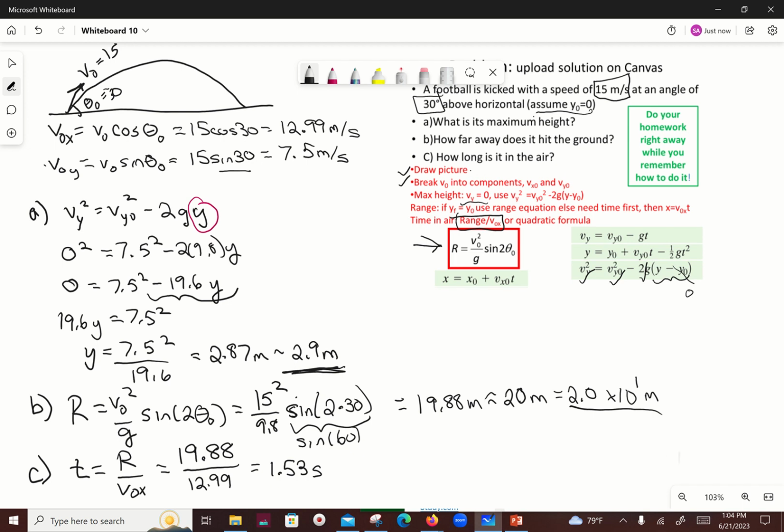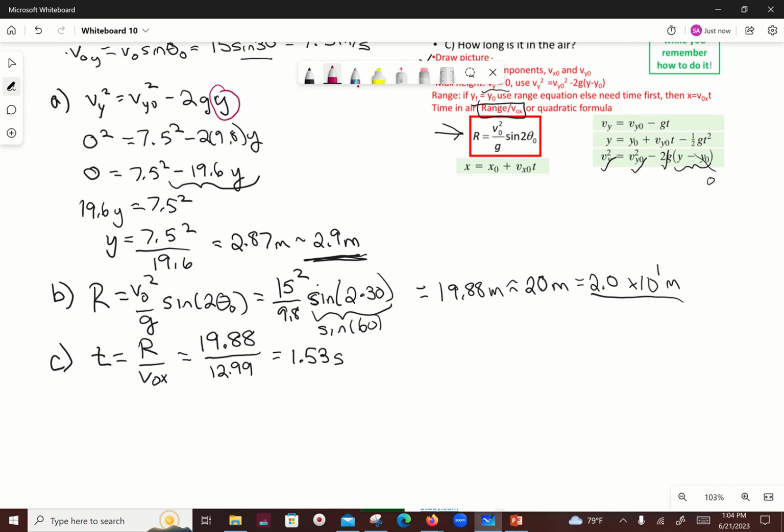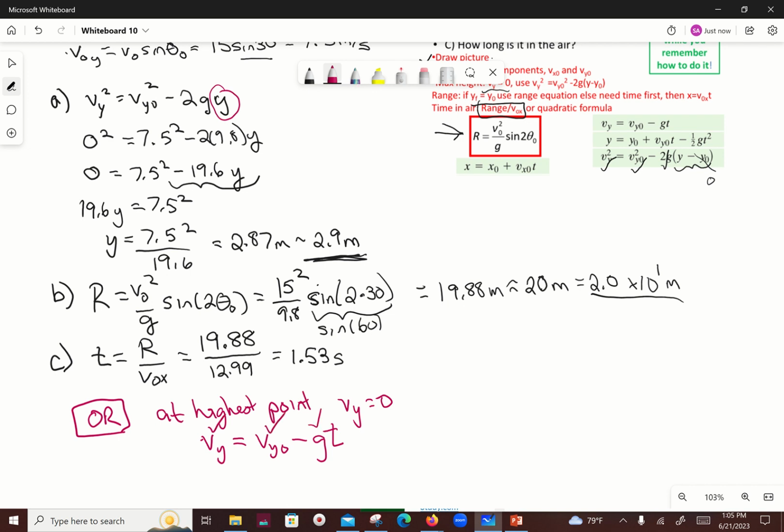So there's an alternate way to solve for the time, and let me quickly go through this. Let me put it in red so you know it's an alternate way. So what other way could I solve for the time? Well, in this case, I know that at the highest point, Vy is equal to 0. So I could use Vy equals Vy0 minus gt to solve for time. Okay, so I know Vy is 0, Vy initial I know is 7.5, I know g, I can solve for time.